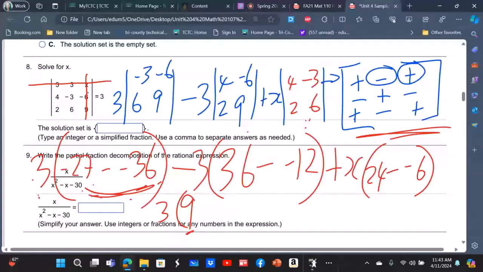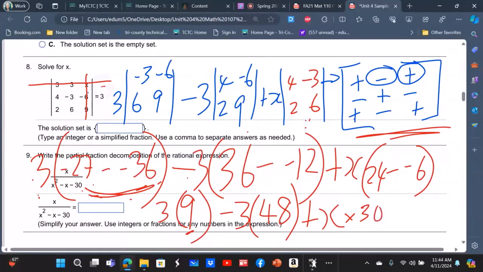Then bring down this negative 3. And then evaluate my matrix of cofactors here. 36 minus is plus. So I have 48 here. The value of a cofactor here is 48. Then I'll come to the last one. I have x. 24 minus 6 is 30. So I have x times 30.